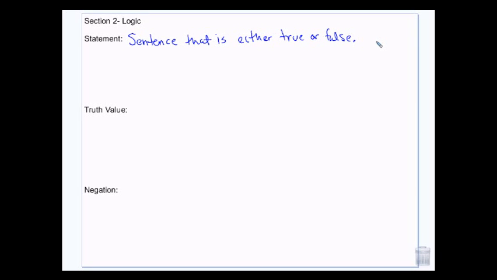Okay, it's true, it's false, period. We represent them using letters. We can use P, Q, and R, which are the most commonly used. The truth value is whether or not it's true or false.